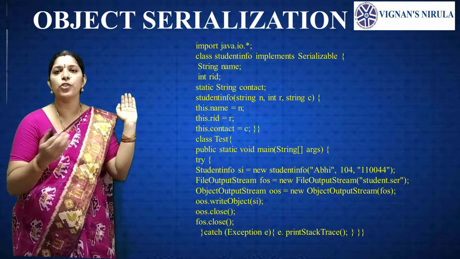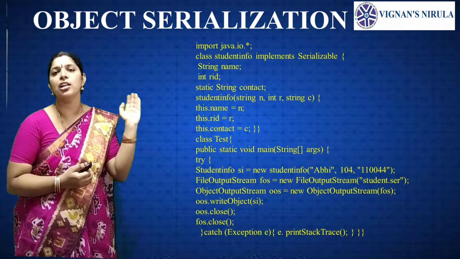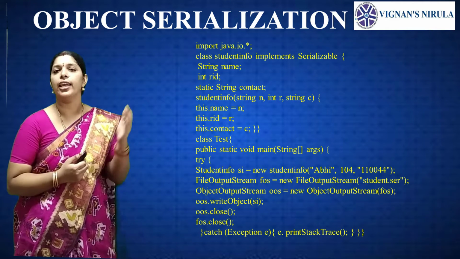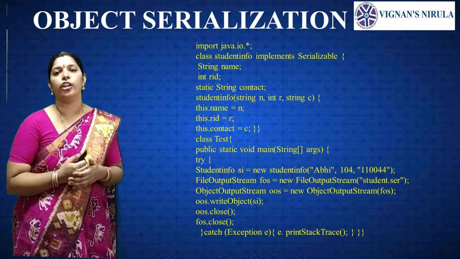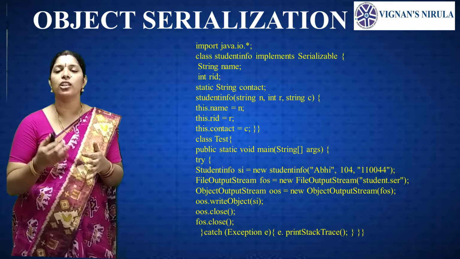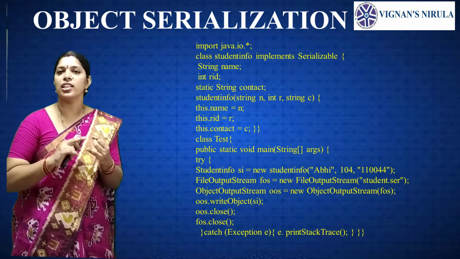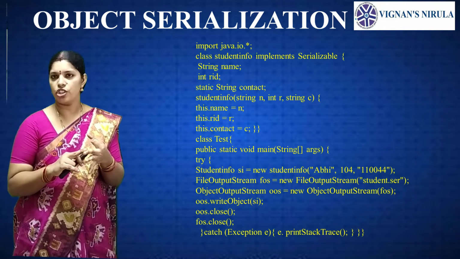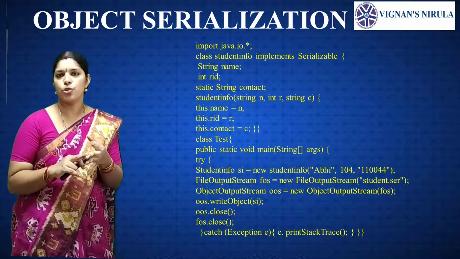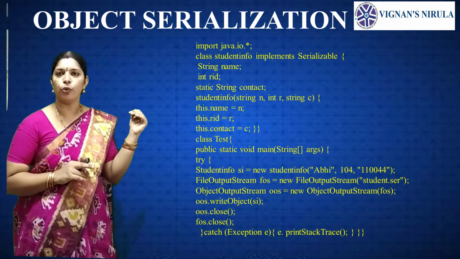So here we are declaring two variables. What are the two variables we are declaring? The first one is the name and the second one is the ID. Next, the static String contact. So here we are inserting one contact. What is the contact of the student, what is the name, and what is the registration ID for the particular student.